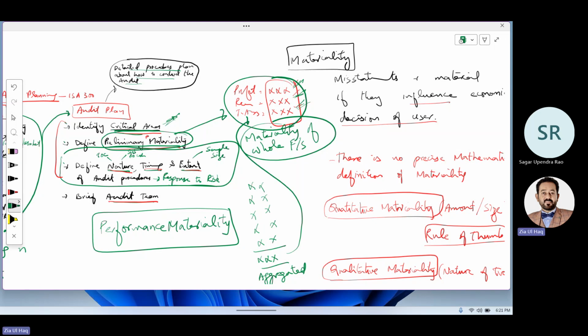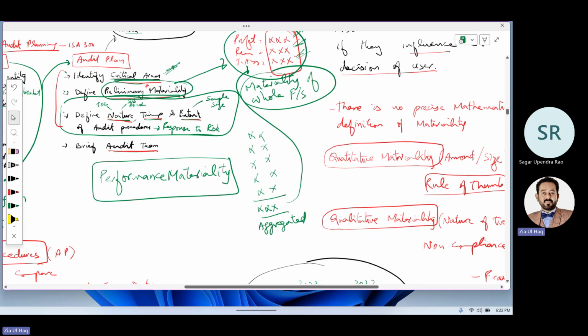Because we are finding so many immaterial misstatements, this means there are issues. So we should consider materiality by reducing our preliminary materiality. This is also called performance materiality. Here is the definition of performance materiality.